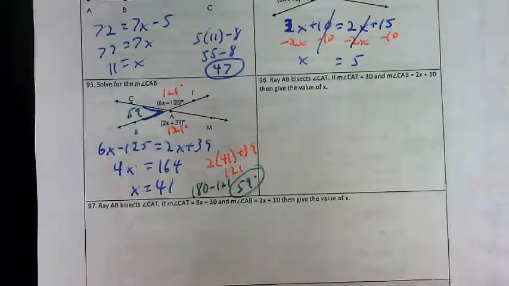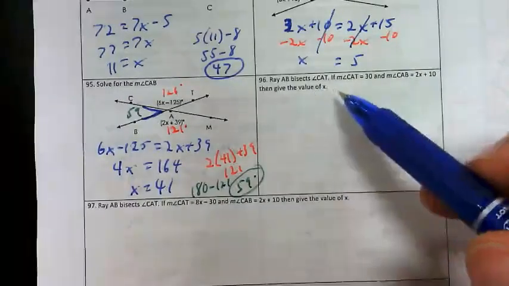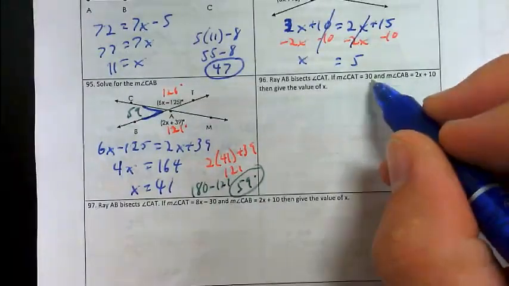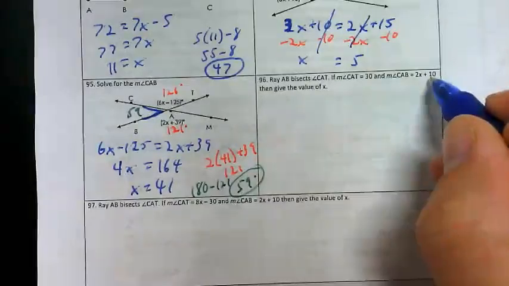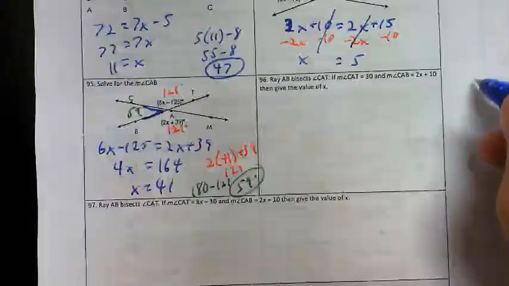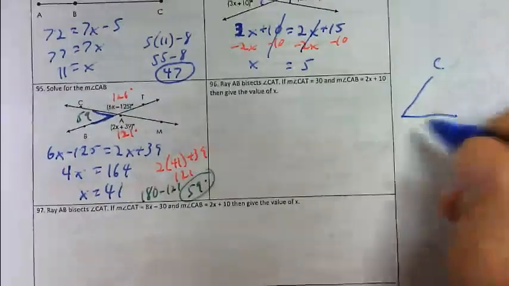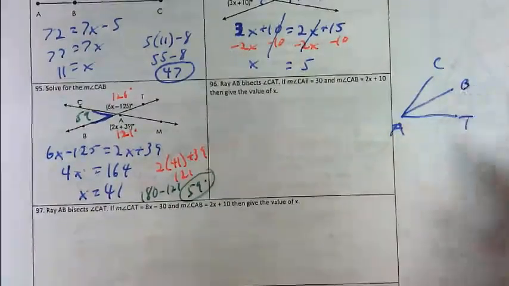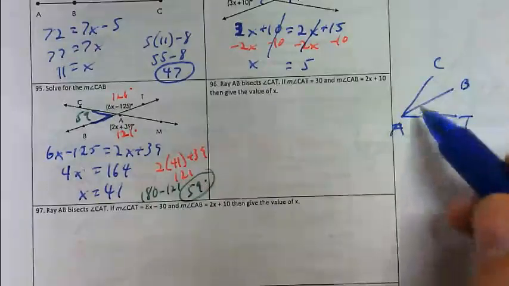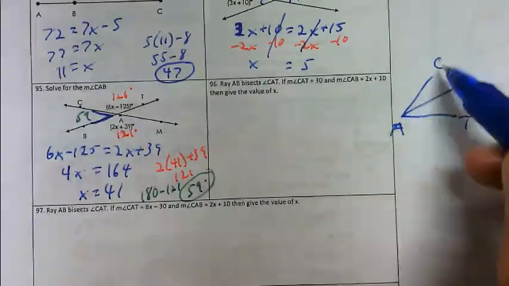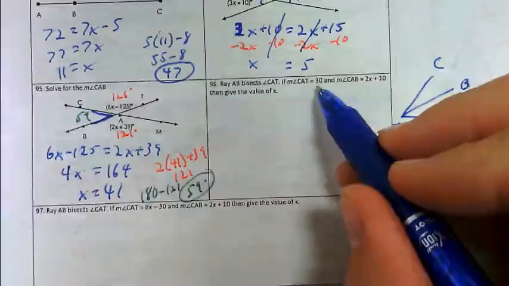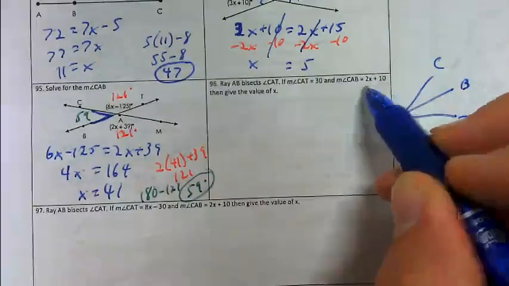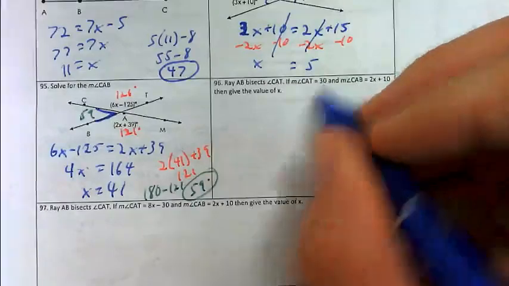96. Ray AB bisects CAT. So they give us CAT, which is the entire angle. This is only half the angle. If you want to draw a diagram, that might help. So over here, I'm just going to draw it real fast. CAT, there's B. Again, you can see CAT is the full thing. CAB is only half. So you could either divide the whole by 2 and set equal to this, or multiply this one by 2 and set equal to that. I'm just going to split this one in half.